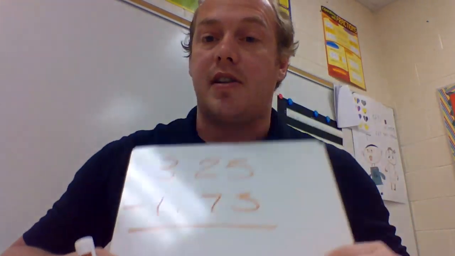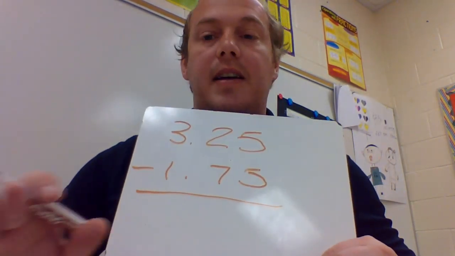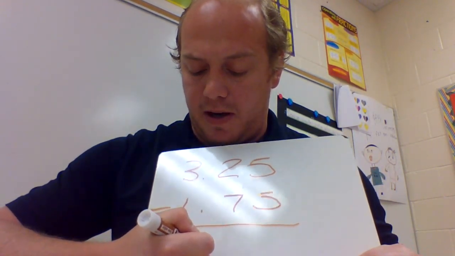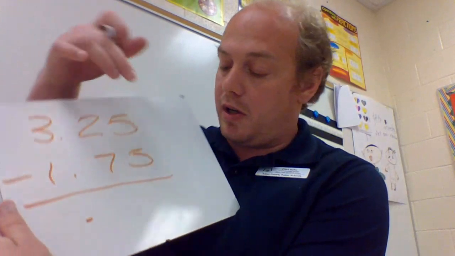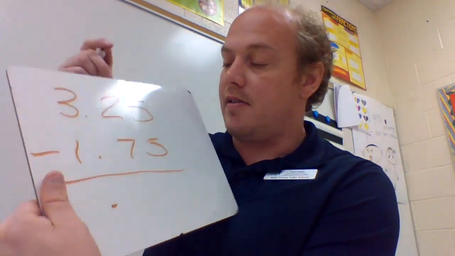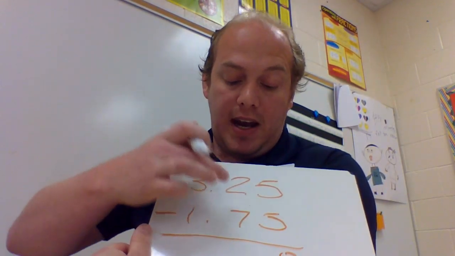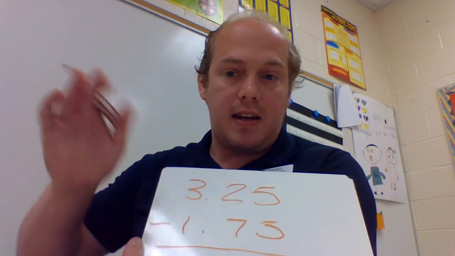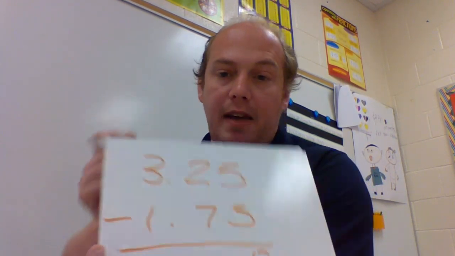So I would suggest, if you want to bring it down later, then by all means. But I would suggest going ahead and bringing your decimal down. So our first part, we're going to start just like always. 5 minus 5 is 0. Now we can't do this because the bottom number is bigger. 2 minus 7, we can't do it. So we have to regroup.